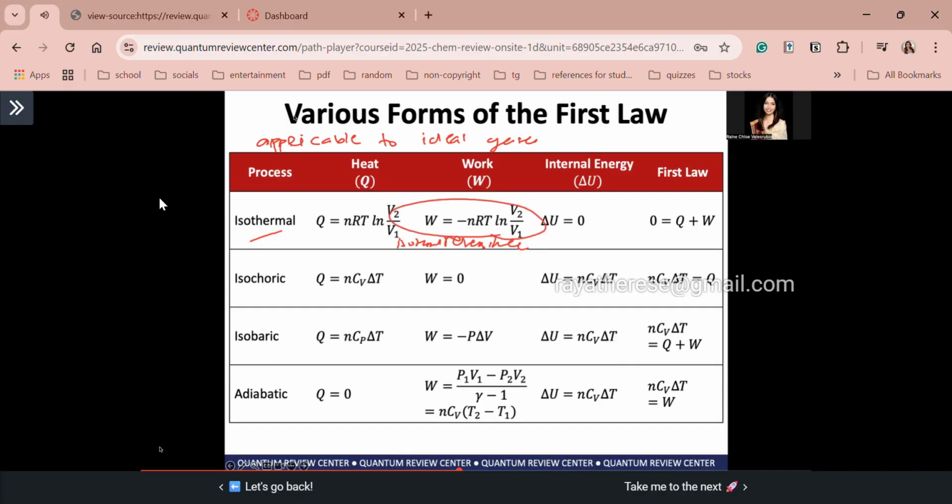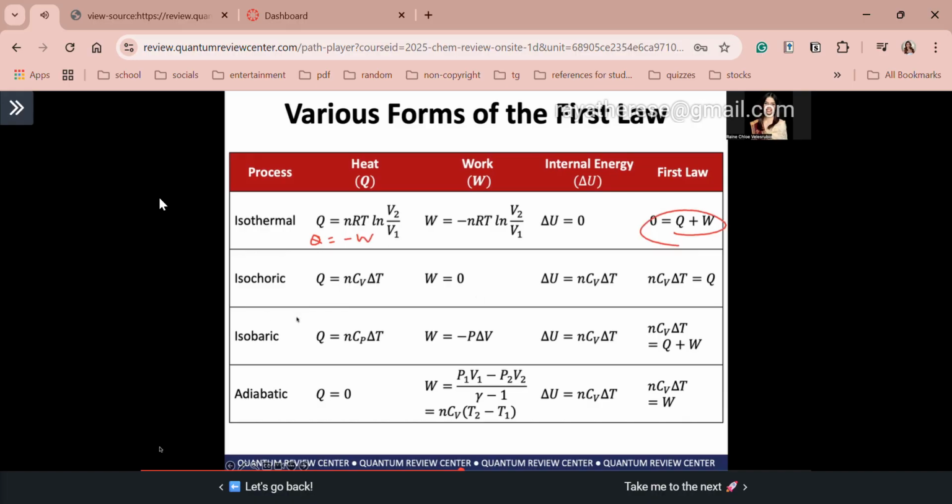Okay? Next, since we know that delta U is equal to 0, then Q is just equal to the negative of work, which is Q is equal to negative nRT ln V2 over V1, right? Because again, Q is just equal to negative work. Next, for isochoric processes, we know that work is equal to 0. And we know from the equation dU is equal to CV dT plus pi T dV. Automatically that term is gone, right? So your dU, or your delta U, is just equal to nCV dT.